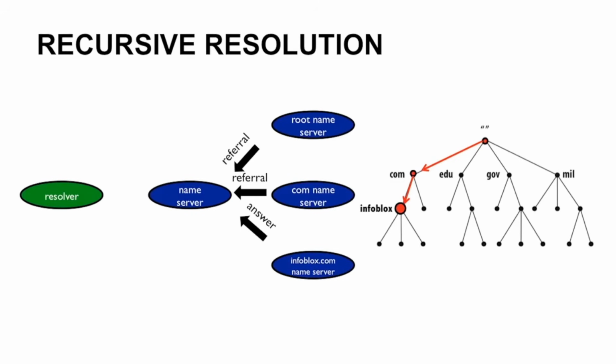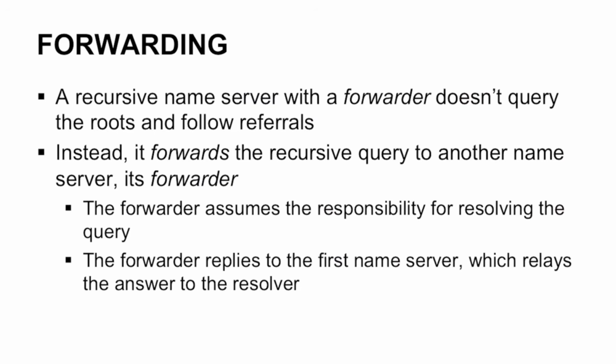Remember this example of recursion? Well, that's the default behavior. Configure a recursive name server with a list of root name servers, and that's what it does. But there's an alternate form of resolution called forwarding. In forwarding, instead of the recursive name server following a series of referrals to find the authoritative name server that knows the answer it's after, it's lazy.